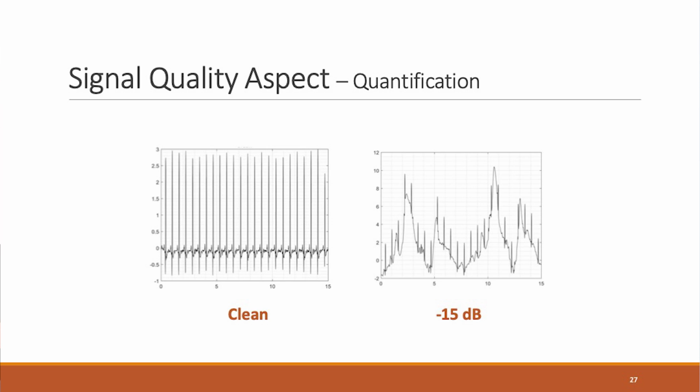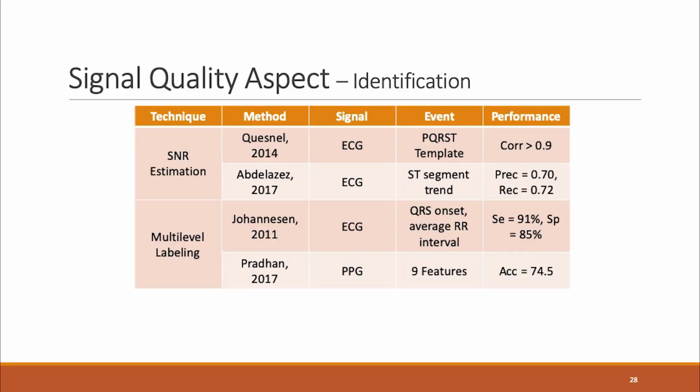As an example here, here's a clean signal, and on the left-hand side and on the right-hand side, this is ECG that we've already identified that has contamination. Second, we have identified the type of contamination to be motion artifact, and third, now we have identified it's at negative 15 dB SNR of the signal.